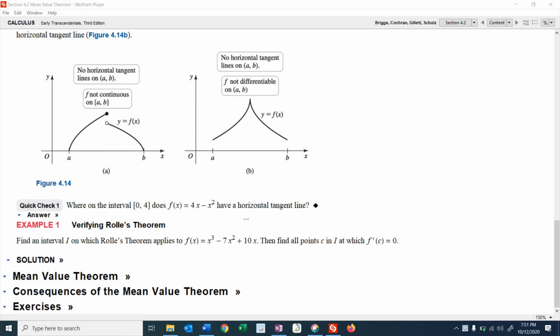Hello again. In this video, I'm going to do an example where we use Rolle's theorem. So let's look at example 1. In this example, we're supposed to find an interval I on which Rolle's theorem applies to this function, then find all the points C in the interval I at which f prime of C is equal to 0. So first, let me remind you of what Rolle's theorem says.